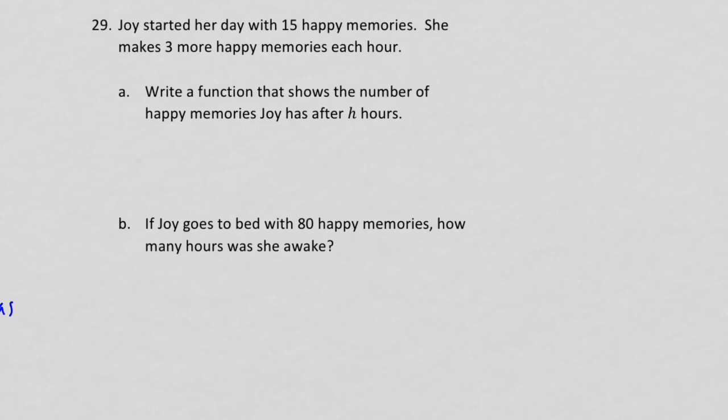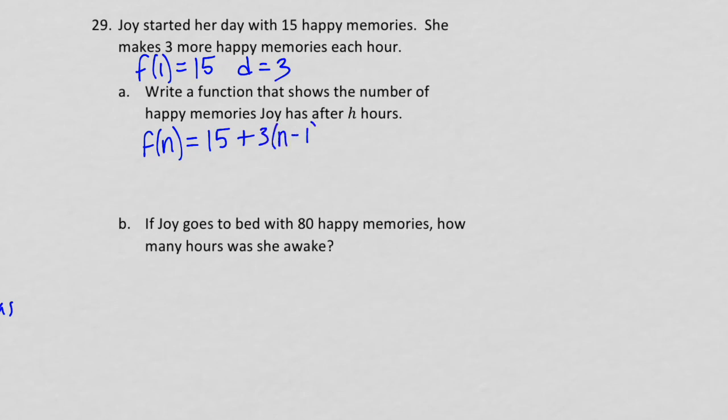Okay, so she started her day with 15 happy memories. That's f of 1 is 15. And d, the common difference, is 3. She makes 3 more per hour. So write a function, f of n equals 15 plus d times n minus 1.